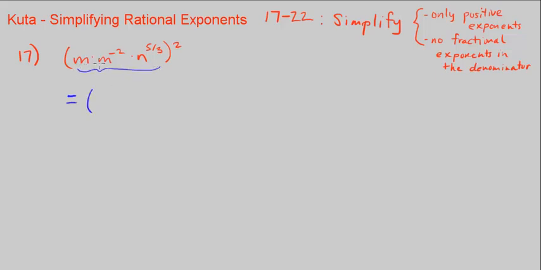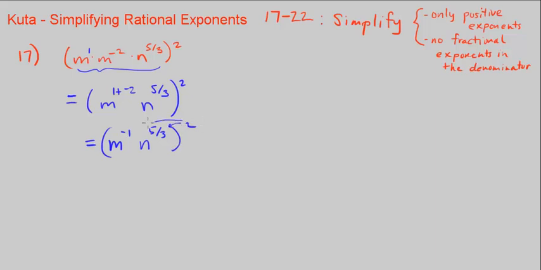Well, we can combine these two m's, right? Because this one has an invisible 1 power. So this is m to the 1 plus negative 2, and n to the 5/3, squared. Now 1 plus negative 2 means m to the power of negative 1, and still n to the power of 5/3, squared.